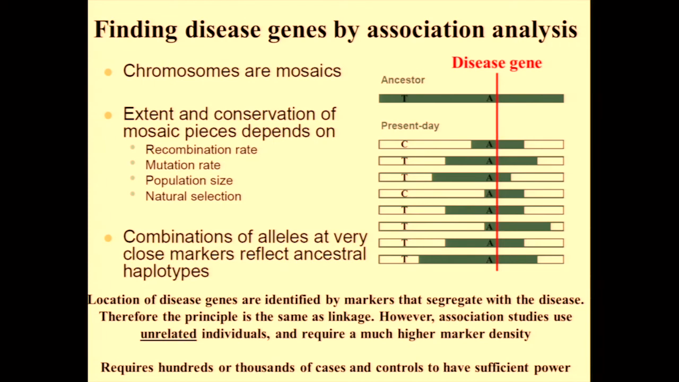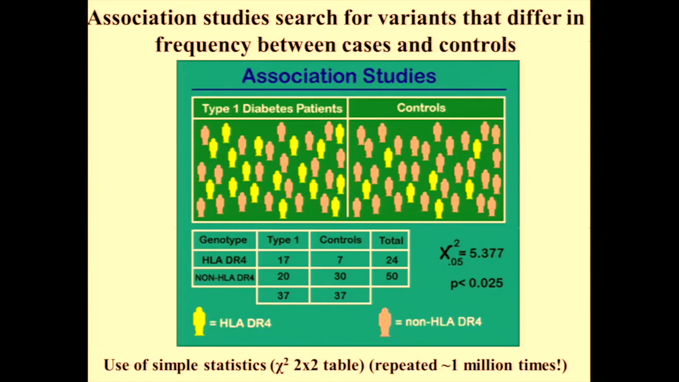In GWAS, you're just simply doing this now in unrelated individuals. That means there have been many more chances for recombination to occur, and so your resolution is much, much finer than in linkage. It also means you need to genotype a lot more SNPs. And so the principle of GWAS is very, very simple.